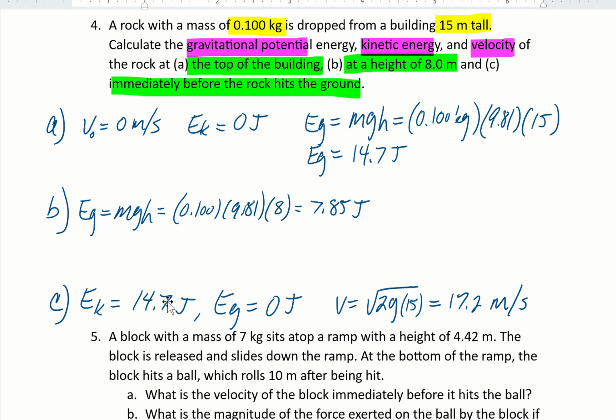Like we said, EK plus EG has to add to 14.7. So in order to find EK, all I have to do is take 14.7 and subtract 7.85. So EK equals 14.7, because that's our total, minus 7.85. So I get 6.85 joules.